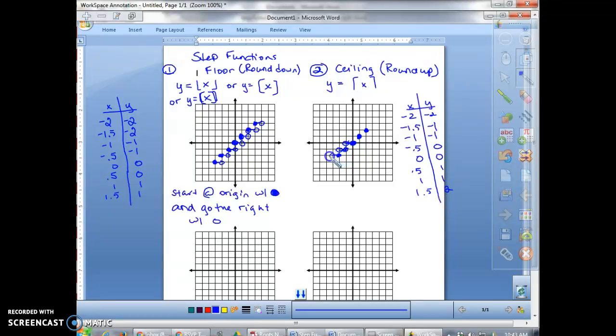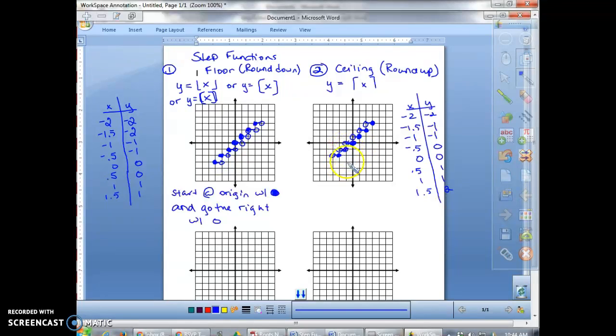Like this. Oh wait, so you're connecting the dots? I am connecting the dots. Here to here, yes, because there are values in between. Oh, okay. I didn't see that. Oh yeah, I connected them over here too. Okay.